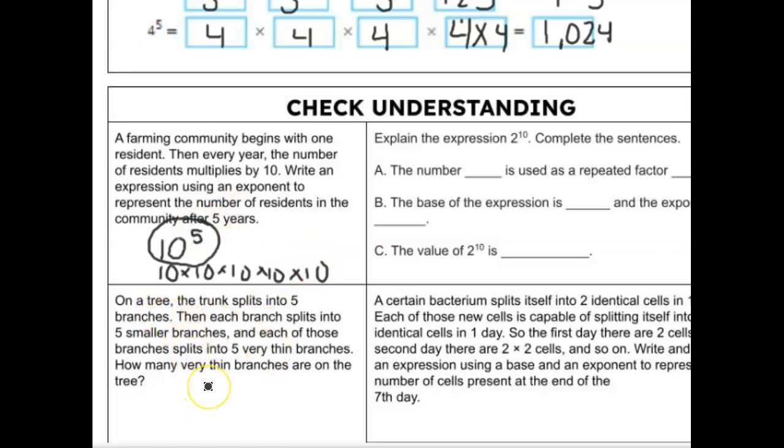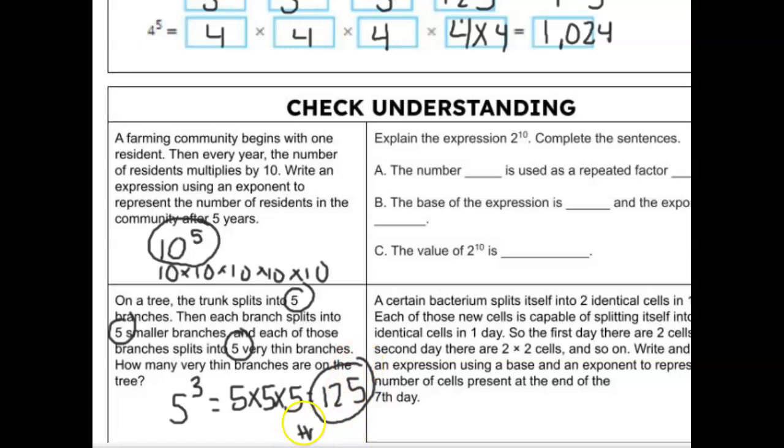On a tree, the trunk splits into 5 branches. Then each branch splits into 5 smaller branches, and each of those branches splits into 5 very thin branches. How many very thin branches are on a tree? So I know we're going to be multiplying by 5s. Let's see how many times. We have 1, 2, 3. So 5 to the 3rd, which is 5 times 5 times 5, which is 125. If you want to label it, that's thin branches.